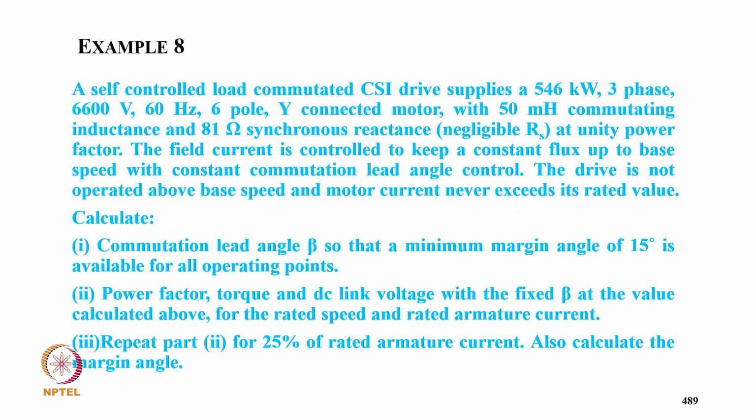Coming to example 8, a self-controlled load commutated current source inverter motor drive supplies a 556 kilowatt 3-phase 6 pole star connected motor with a 50 millihenry commutating inductance, 81 ohm synchronous reactance, neglecting RS, at unity power factor. The field current is controlled to keep constant flux up to base speed, with constant commutation lead angle control. This drive is not operated above the base speed and motor current never exceeds the rated value. Calculate the commutation lead angle beta so that a minimum margin angle of 15 degrees is available for all operating points.